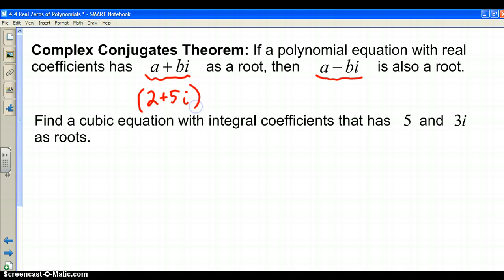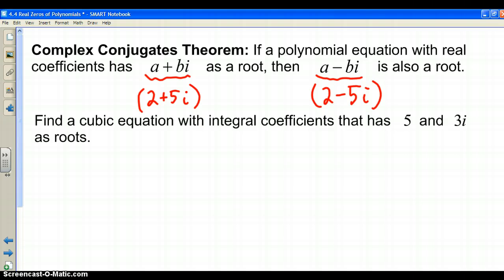If you have a root 2 plus 5i, well, that root would never be caught alone. They would always have a partner, and so their partner would be 2 minus 5i, someone who dresses like them and likes to go to different places together. So these complex or imaginary roots always come in pairs. It doesn't mean all roots come in pairs, but everything that has this imaginary part to it will always come in a pair. They always come together. The complex conjugates theorem, that's what it says. If you have a plus bi as a root, then you must have a minus bi as a root.